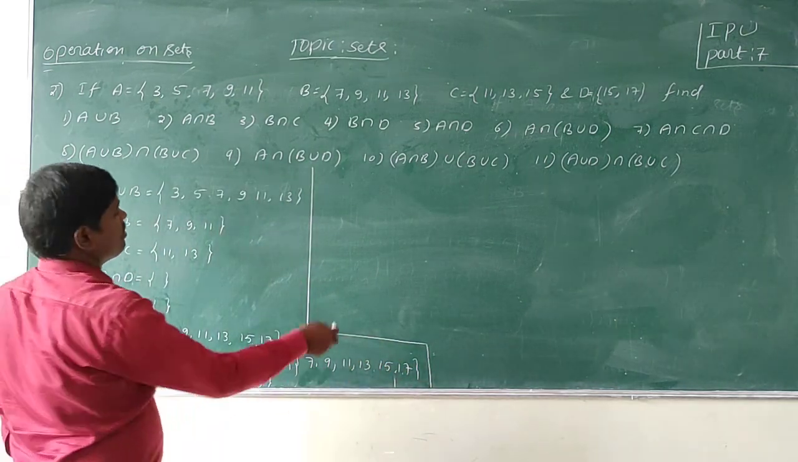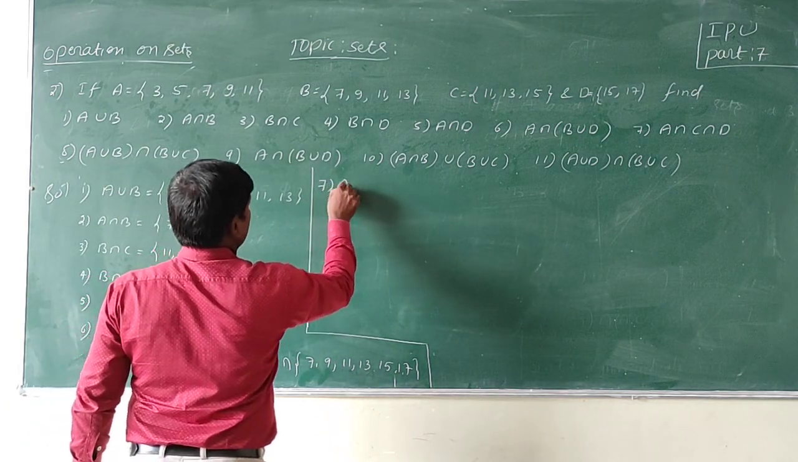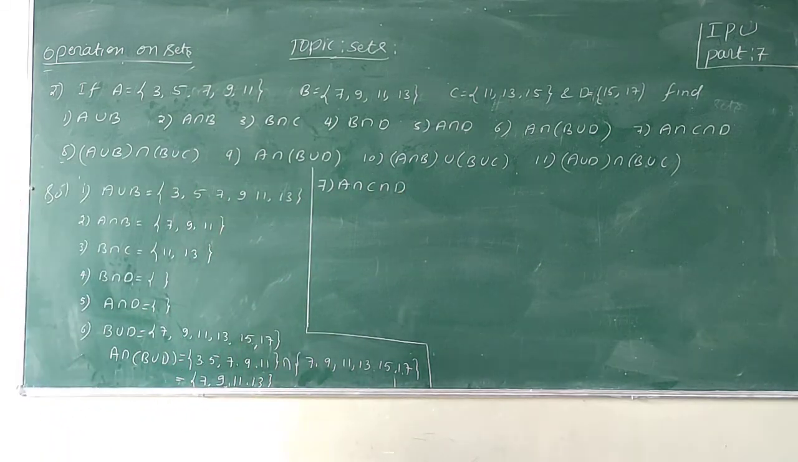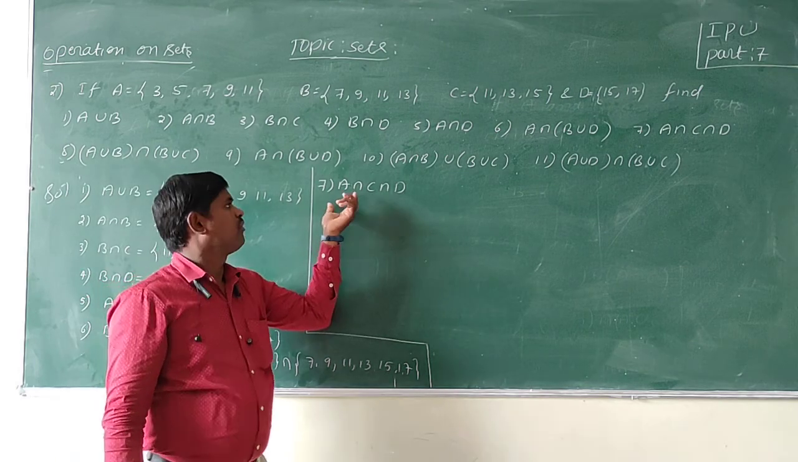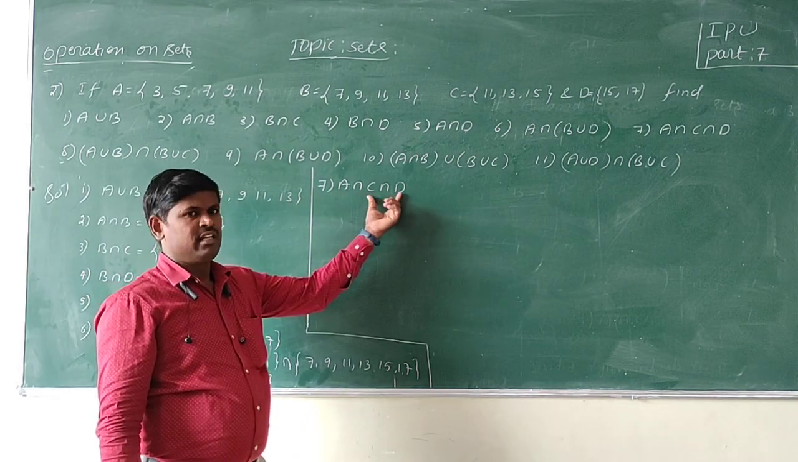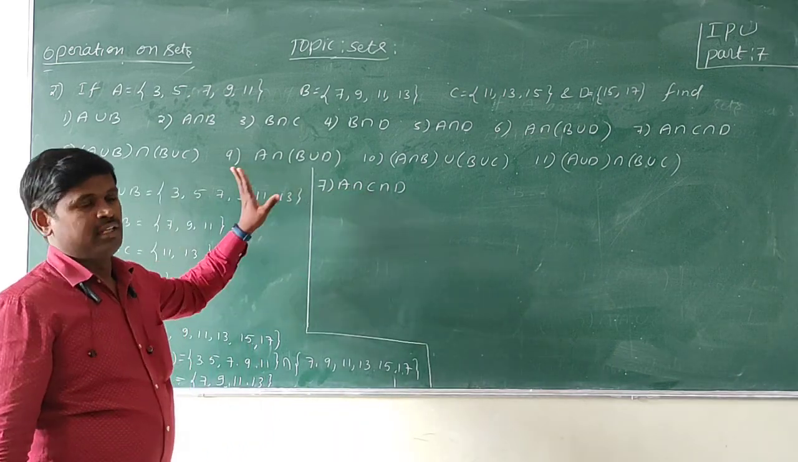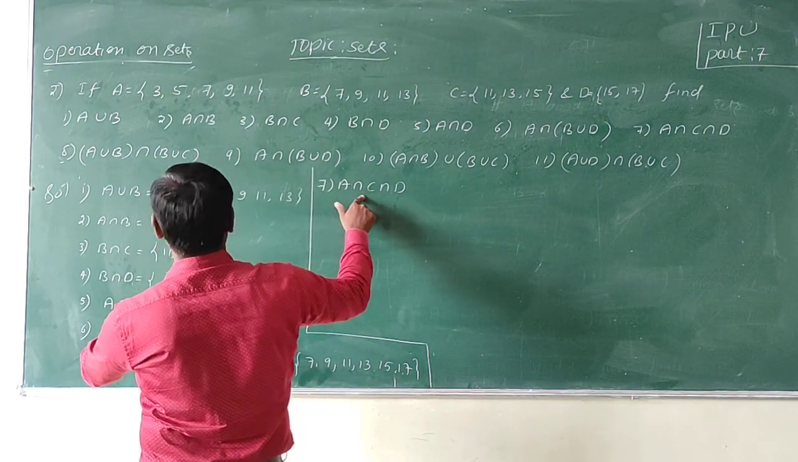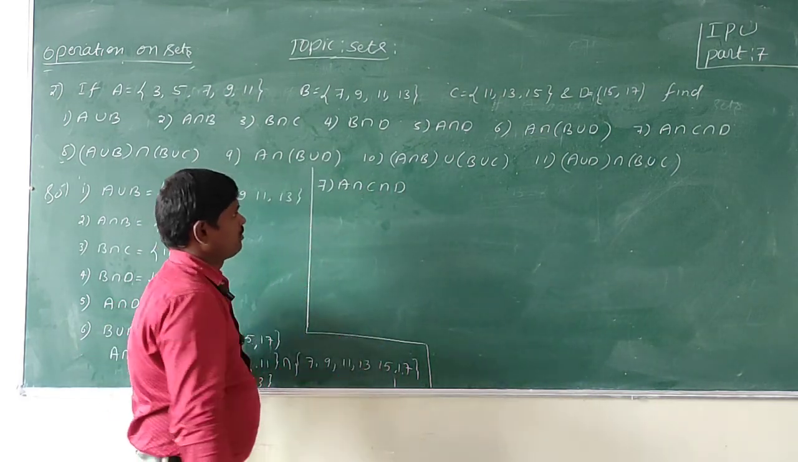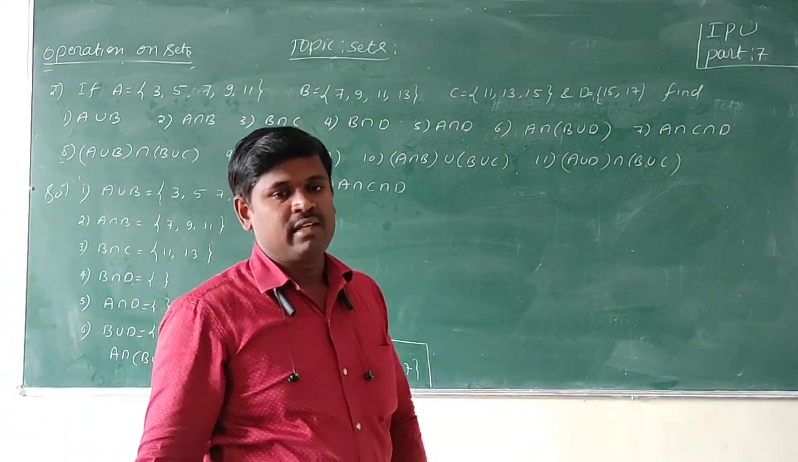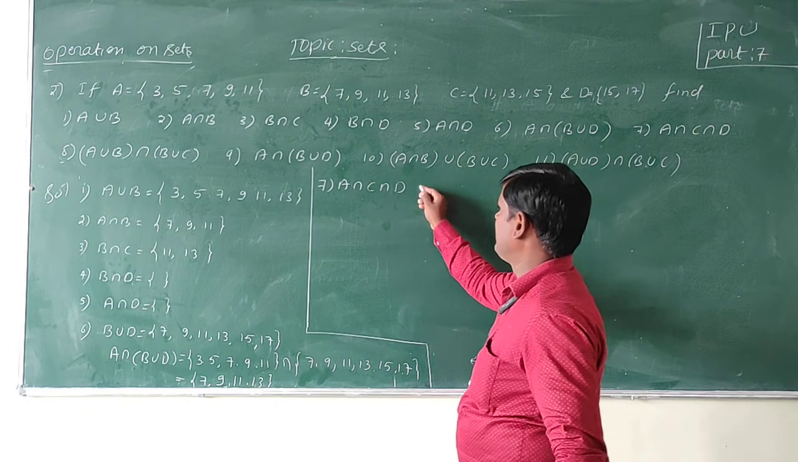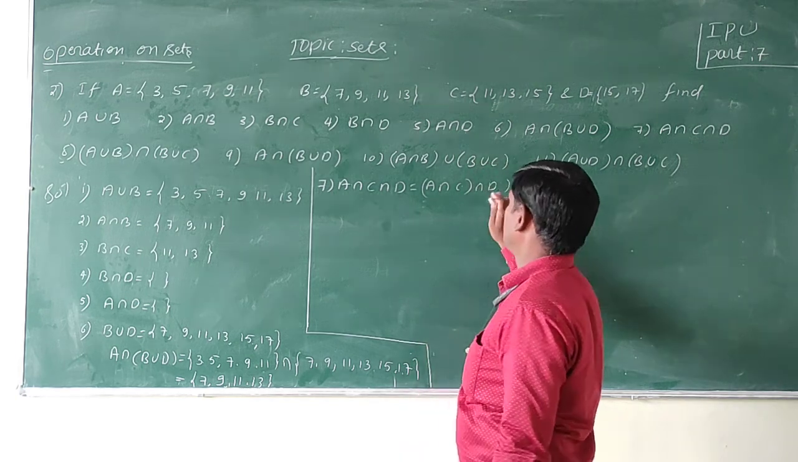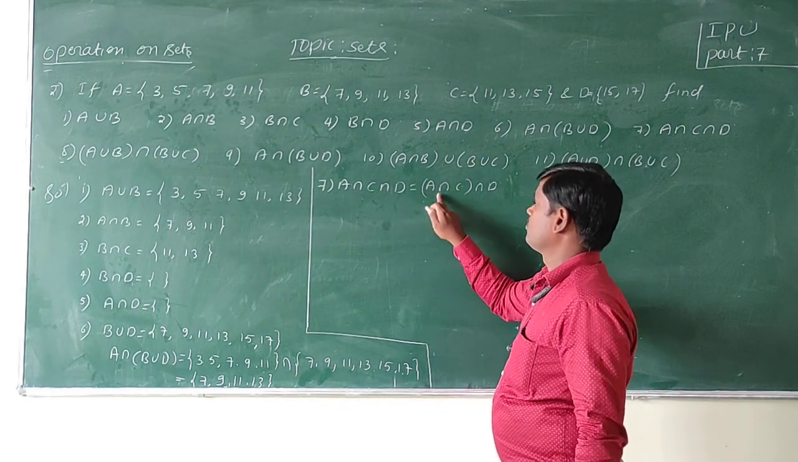Next, the seventh one: A intersection of C intersection D. We already know that the intersection of two sets satisfies the associative property. So we may take this as A intersection C, intersected with D. Therefore we need to find A intersection C first.